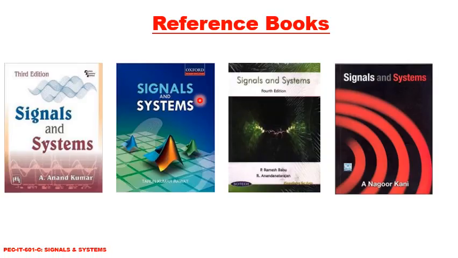These are the reference books. First book is Signals and System by Anand Kumar. Second book, Signals and System by Tarun Kumar Rawat. Third book, Signals and System by Ramesh Babu, and the fourth book is Signals and System by A. Nagoor Kani.